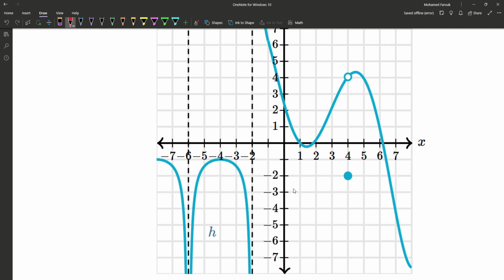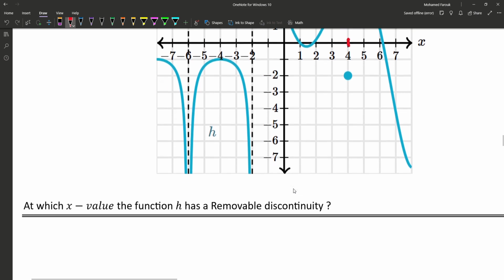It's a negative infinite discontinuity. Also at -2, infinite discontinuity, but removable. It's at x is equal to 4. It's like you removed only one point from the graph. So if you remove one point, it's irremovable. So it will be at x equal to 4.